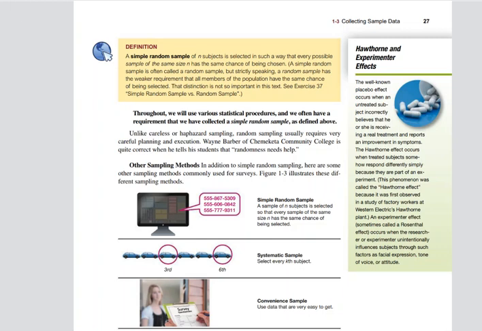Well, one method is to first, if you can, number all your elements, 1 through whatever. If you have a small sample, say 30 data values, you could number them 1 through 30. And then you can use a random number generator. Your calculator, the TI-84, has a random number generator on it. It tells you which numbers out of those 30 to pick and use in your sample.